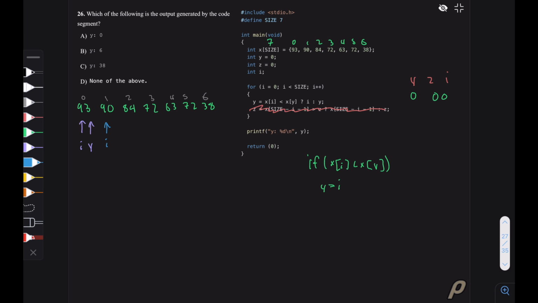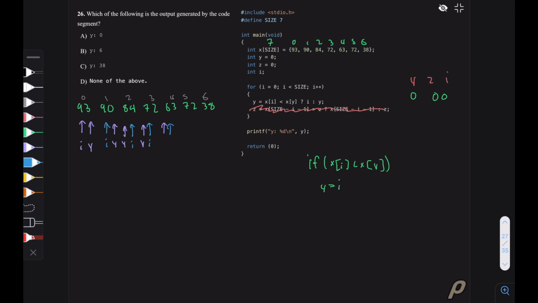So in this case, when we look at i, we say, is 90 less than 93? Why, yes it is. So then we move our y up to here, and then we move our i now up to this next one. So then we say, is 84, is it less than 90? Yep. So our y comes up here. Then we increase this again. Is 72 less than 84? Yep. So we move our y, and then we move our i. Is 63? Yep. So then we move both of them again.